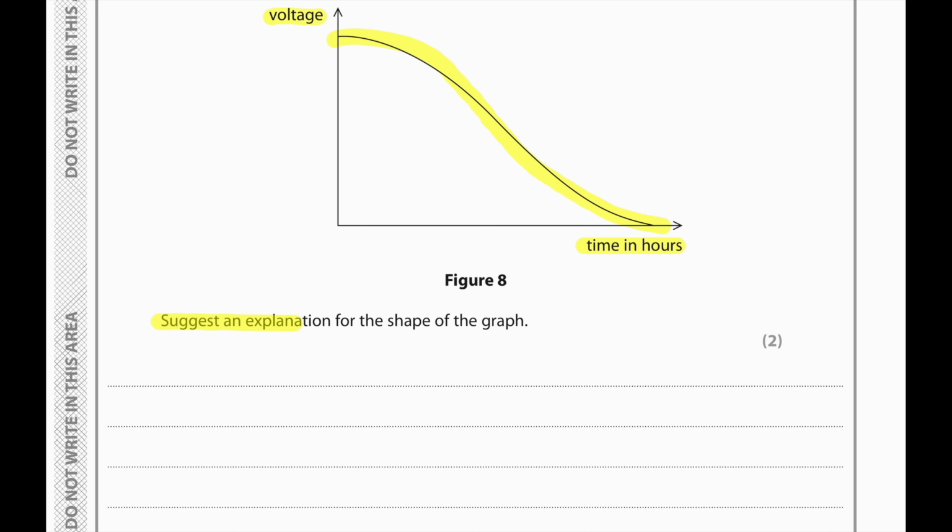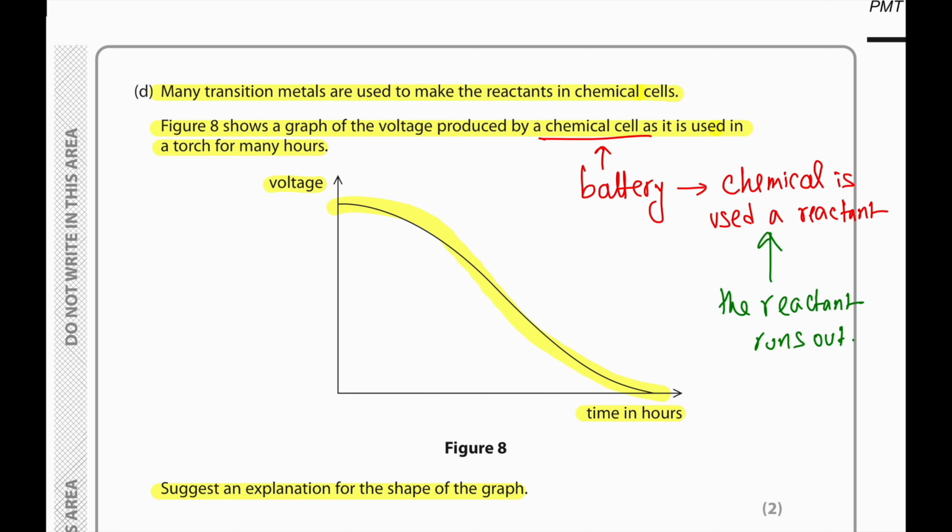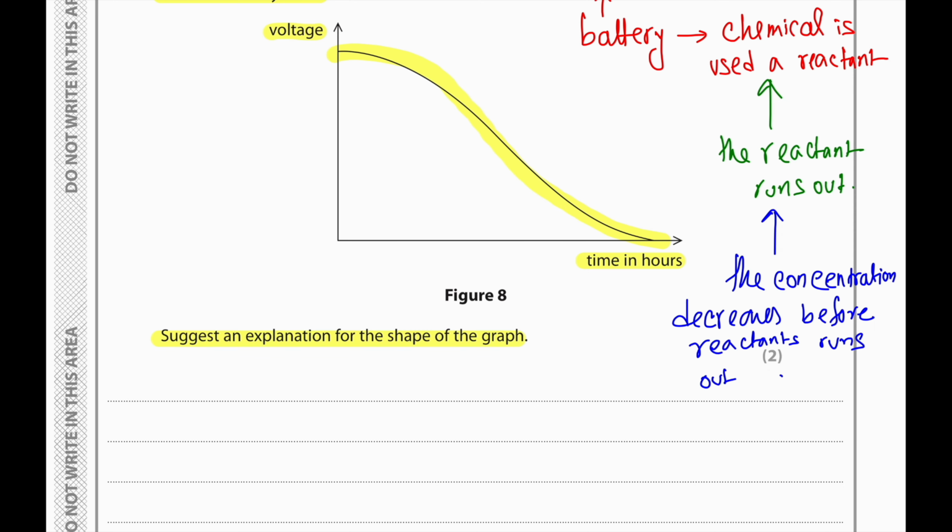We can see the voltage and time in hours, and the voltage is decreasing. Suggest an explanation for the shape of the graph. A chemical cell is similar to a battery. It uses up chemicals as a reactant. Over the course of time, the reactant runs out. Also, before the reactant runs out completely, concentration decreases. So the answer can be written in this way.